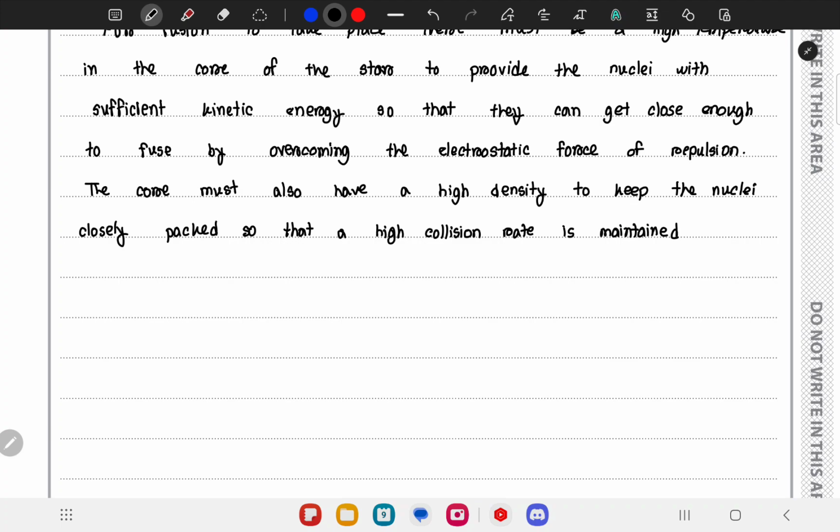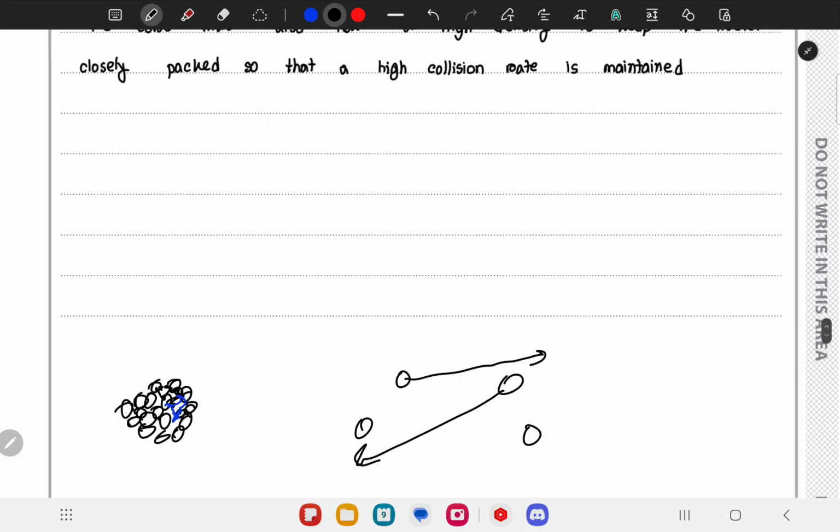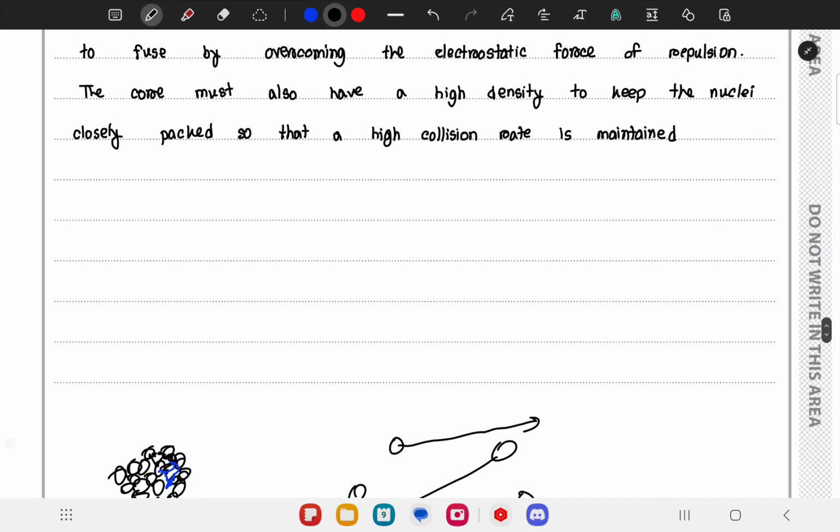High collision rate means the number of collisions happening between the nuclei per unit time. So if we have a high density, there will be a lot of stuff packed together. So if we picture something very dense over here, if there are nuclei packed like this, there's a high chance they'd collide with someone. However, if they're loosely packed like this, they might go on like this and not collide with anything at all. But in this case, on the left, the chances of collision will be much higher, so the rate of collisions will also be high. And if a high rate of collision is maintained, fusion will be maintained.